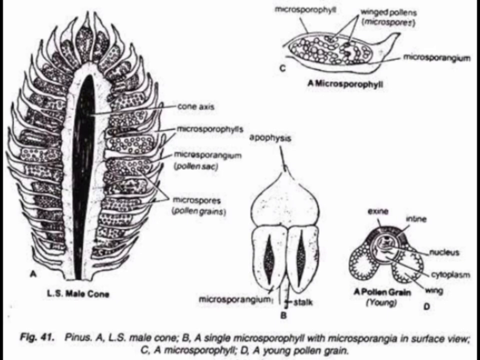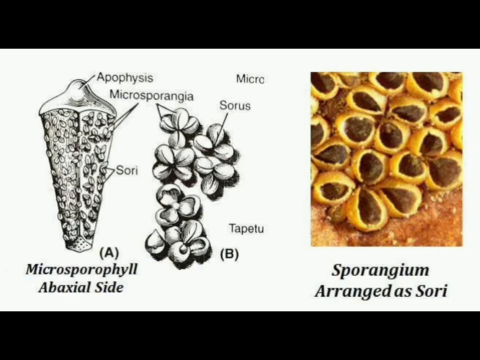Okay. Each microsporophyll, when we examine it carefully, has a lower surface termed the abaxial surface. It is the technical term used to refer to the lower surface of a leaf or of a sporophyll. So on the abaxial surface of the microsporophyll, you can find numerous microsporangia, and these microsporangia are arranged in clusters of 3 to 5. Each group consisting of 3 to 5 microsporangia forms a cluster known as a sorus.